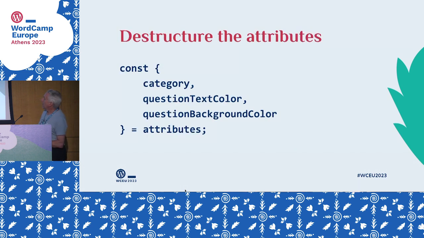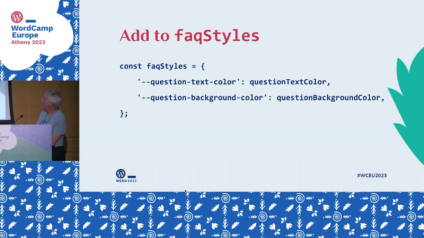I already did that. Now we need to destructure the attribute. So alongside the previous attribute, question text color, we now need to destructure the question background color. And then we add that to FAQ styles, assigning it to another CSS variable, question background color. This is pretty much all the same as we did before, so I'm kind of whizzing through this because of the time.